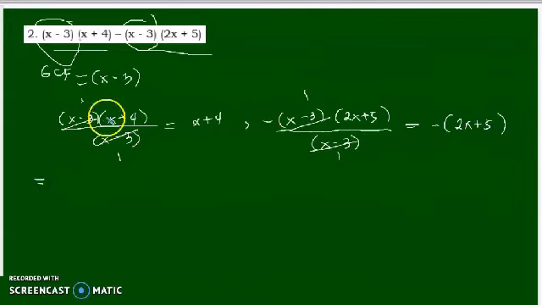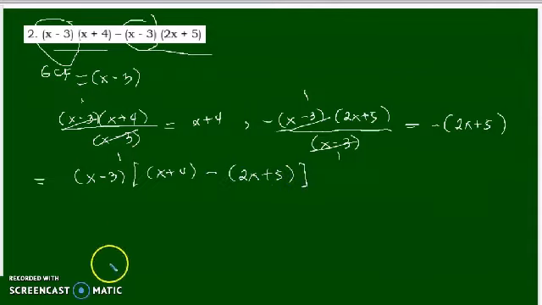And then, express the GCF and the quotients obtained here as a product. So we have x minus 3 times the quantity of x plus 4 minus the quantity of 2x plus 5. And then simplify the expression inside the brackets by combining similar terms. So, quantity of x minus 3. So, we need to remove the parentheses here.